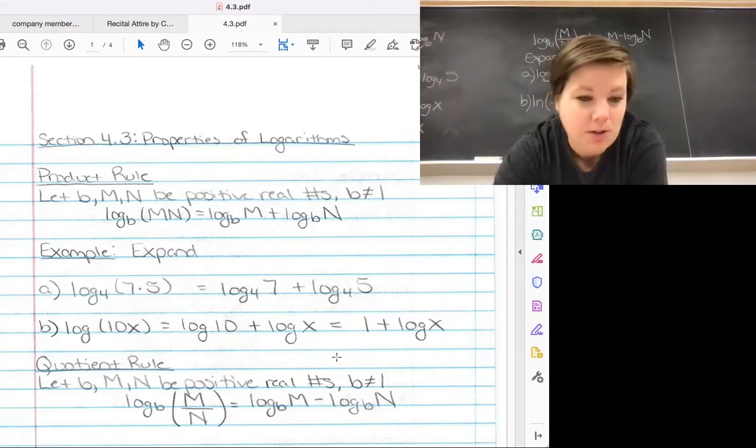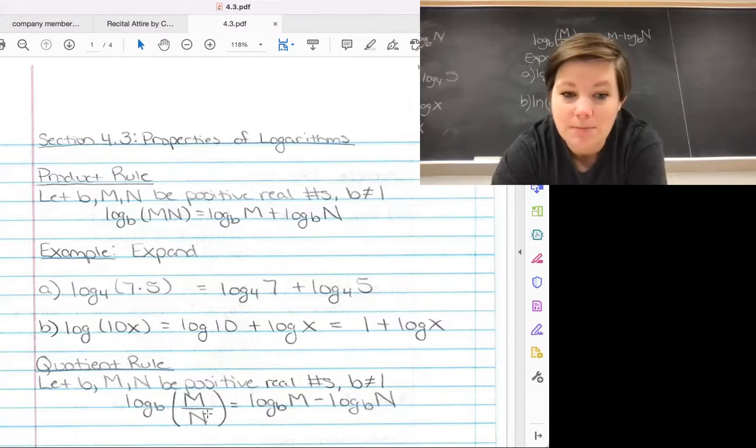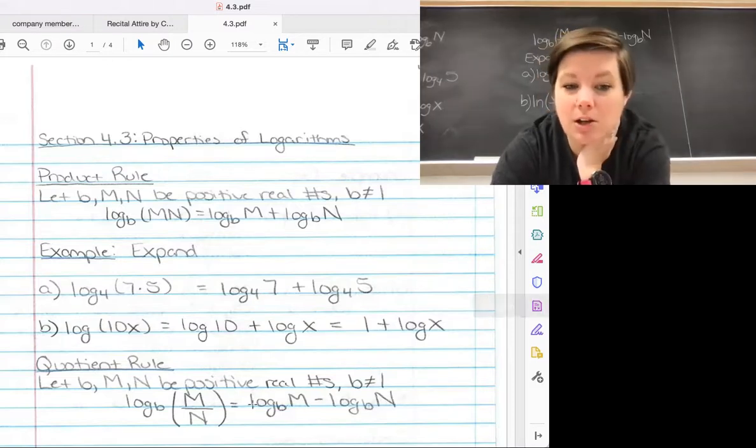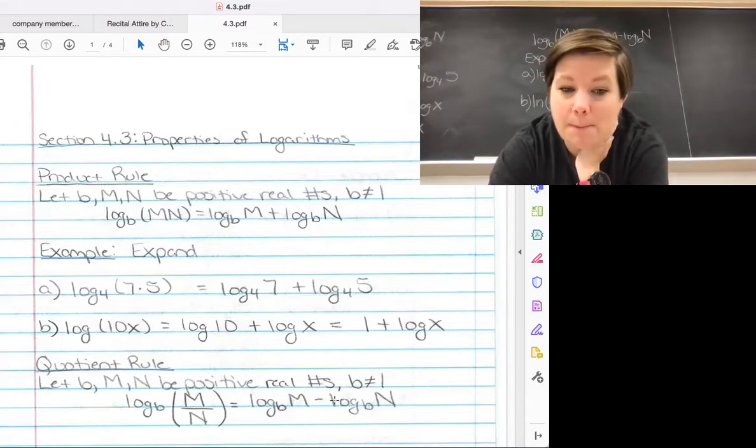So you're taking the log of something. If you have log base b of m divided by n, then you can expand that to say log base b of m minus log base b of n. So with the product rule, with multiplication, we were adding. With the quotient rule, we are subtracting.